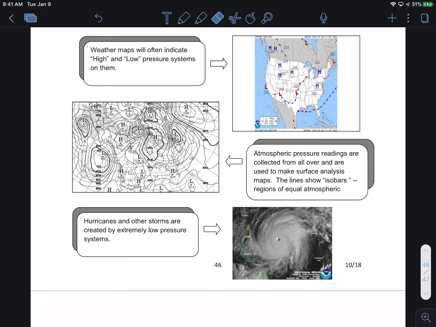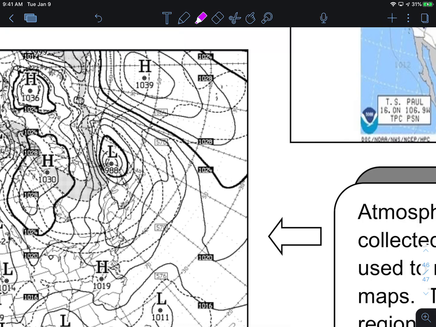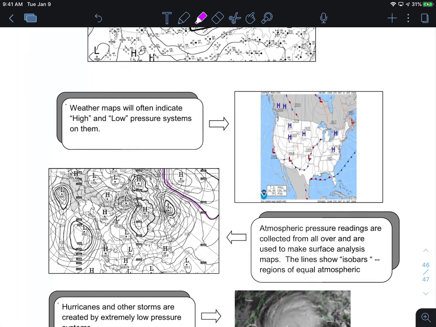So atmospheric pressure readings are collected from all over and are used to make surface analysis maps, and the lines show isobars, lines of equal atmospheric pressure. So each of these lines is the same atmospheric pressure. So for example here, we can see a dark line that is labeled as 1024. So that'd be 102.4 kilopascals, and it would be that along that whole line. And probably these dotted lines are wind, is my guess.